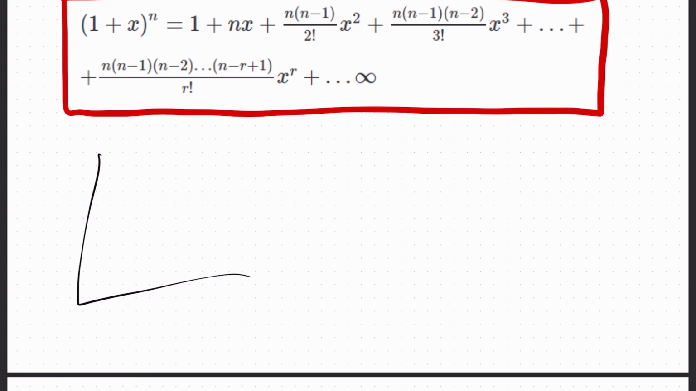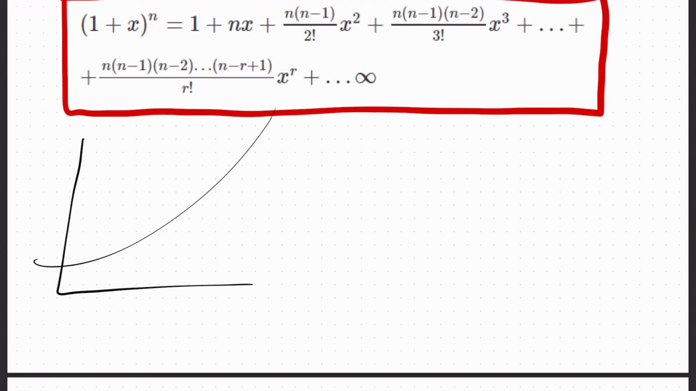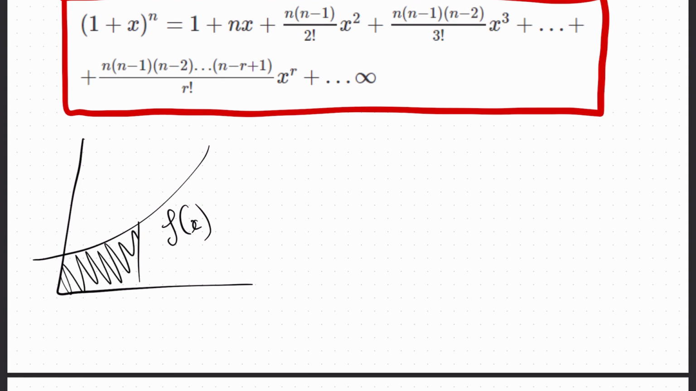So let's just say we have some kind of weird function like this, and this is our f of x. It might be difficult to integrate this. It might be difficult to differentiate this because this could be anything. Like this could be something like e to the x, even though that is the easiest function to integrate and differentiate. But this could be anything, and it's difficult to do certain operations on it.